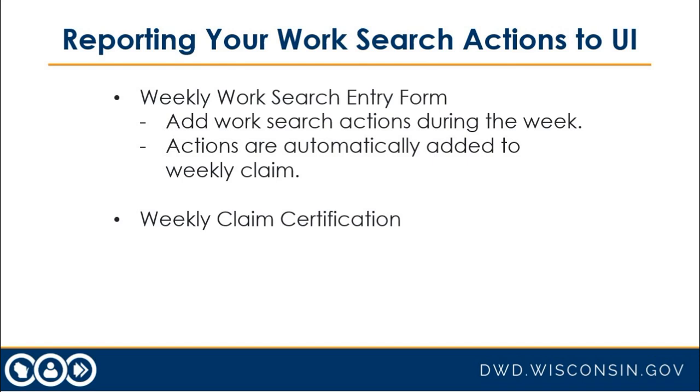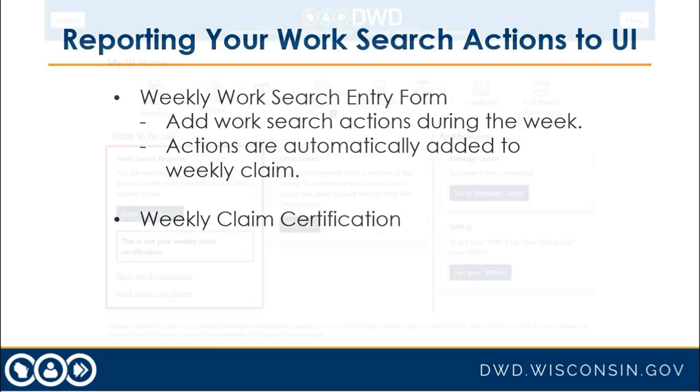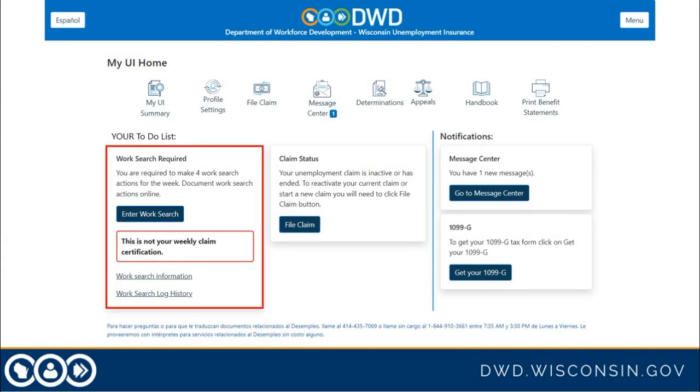If you cannot use online services, have your work search actions ready to supply when you file your weekly claim by phone. To use the weekly work search entry form to record your work search actions, access the form from your MyUI homepage by clicking the Enter Work Search button.